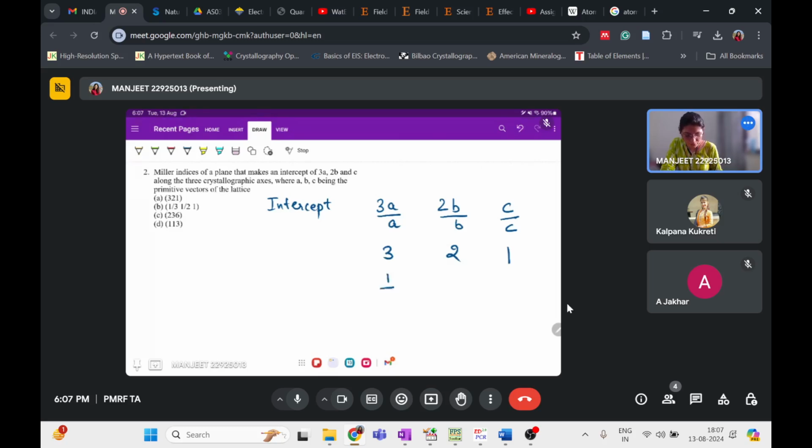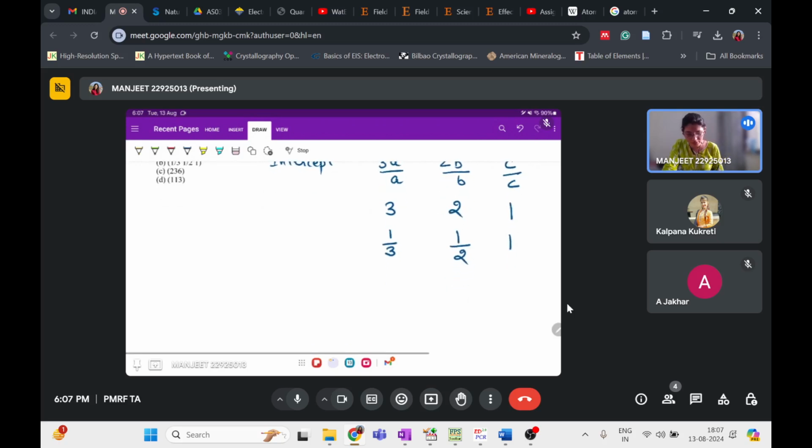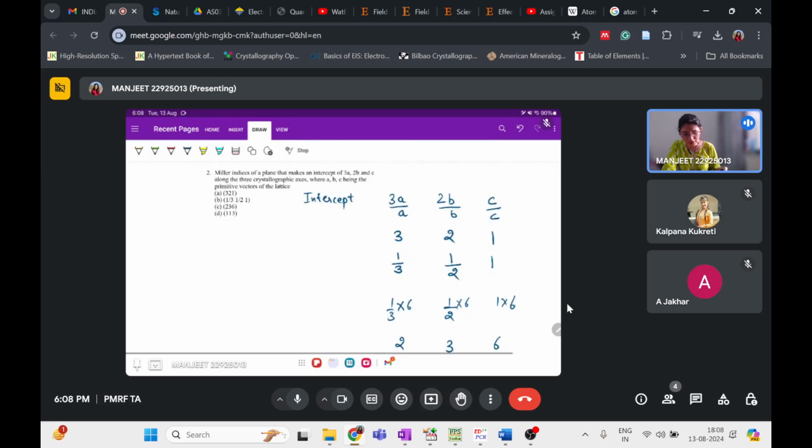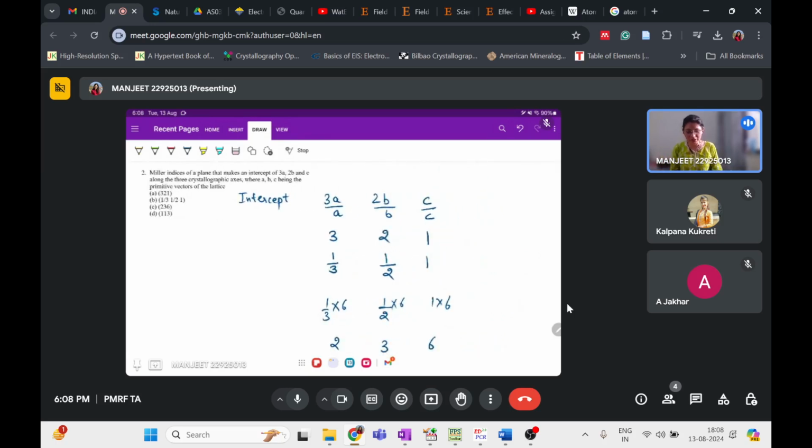This becomes 1 by 3, 1 by 2, and 1. Now the common multiple of these is 6, so we multiply by 6. So it becomes 2, 3, and 6. So the Miller indices of the plane having the intercepts 3a, 2b, and c along these three crystallographic axes will be 2, 3, and 6. So C will be the right answer.